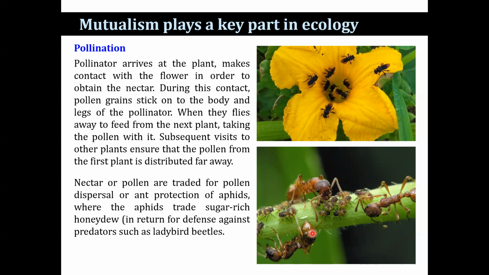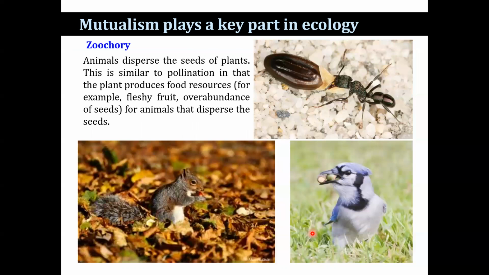And that is a good example of the mutualistic relationship. And the dispersal: animals disperse the seeds of the plants, and this is similar to pollination in that the plant produces food resources. For example, the animals, after eating the fruits, the seeds are dispersed in different parts of the forest and different parts of the land also. So that also plays an important role in the ecology.